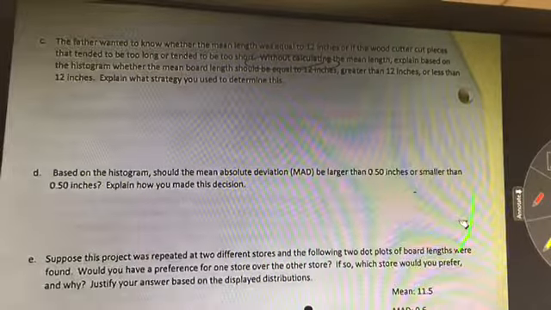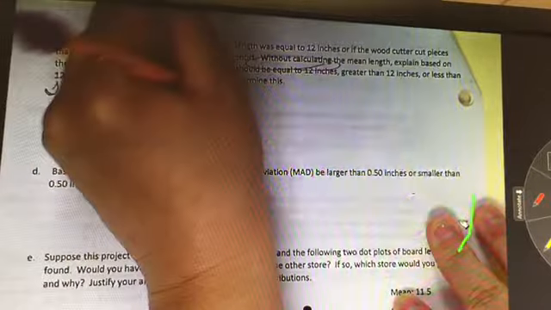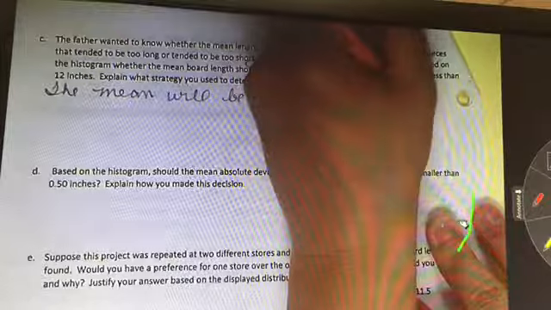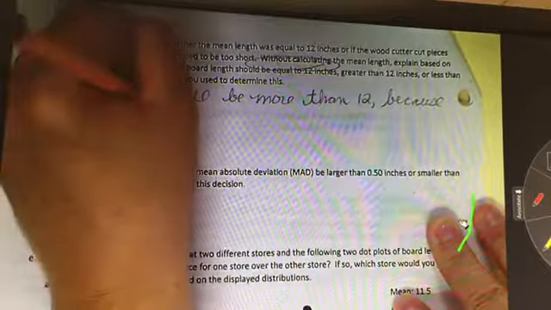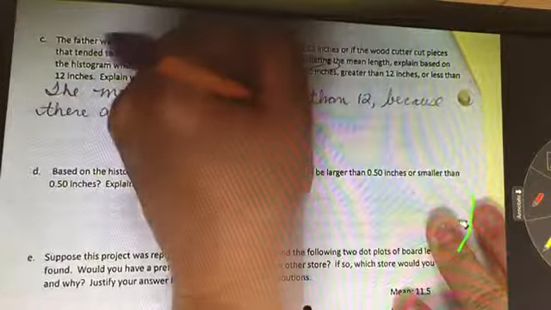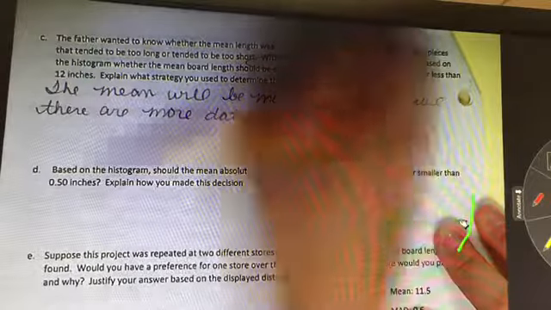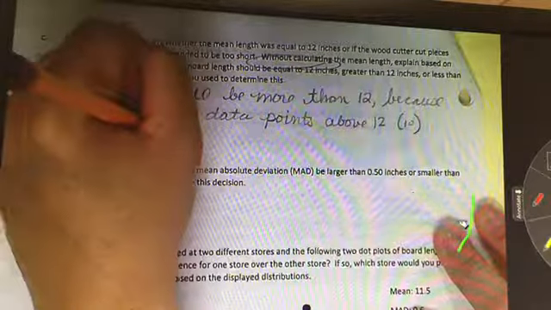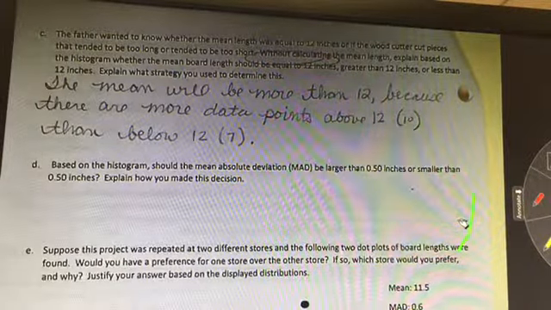Okay, so the mean will be more than 12 because there are more data points, or pieces of wood or whatever we're working with, above 12. Remember, there were 10 of them. Then below 12, remember there were only 7 that were below 12. So since there's more above 12, the mean is going to be higher than 12.